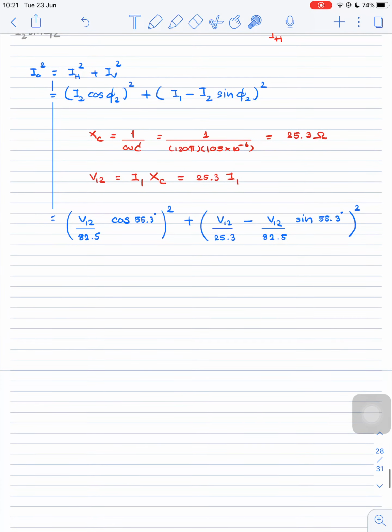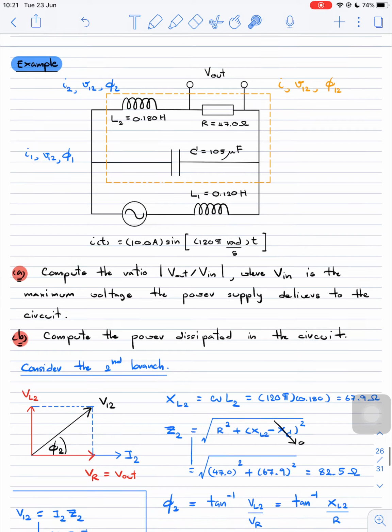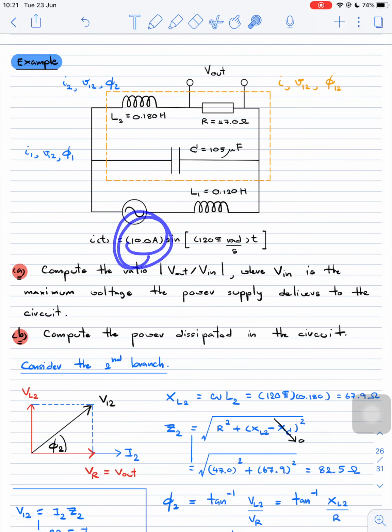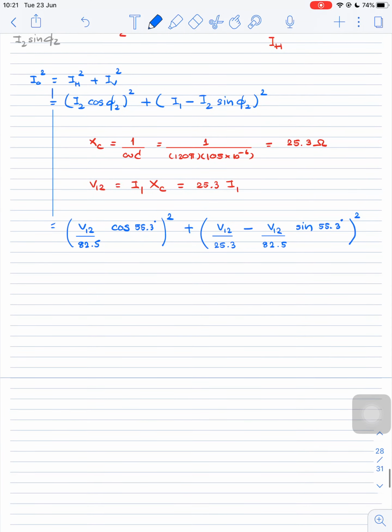Okay, and now on the left hand side, the I0 is equal to what? Equal to 10 amperes. This is the I0. So we have 10.0 and then square. Now you see from this equation we can solve for the V12.